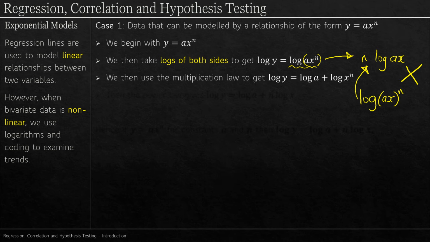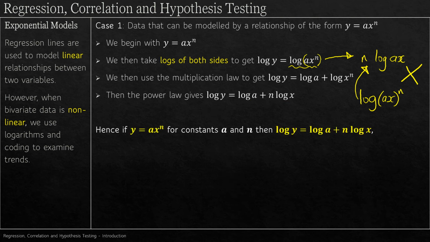After taking logs of both sides, use the multiplication law on the right hand side to get log a plus log of x to the power n. Now we can use the index law on log of x to the power n, which becomes n log x. So now if we have this relationship, y equals a times x to the power n for the original data, where a and n are constants, then we can get this straight line relationship.